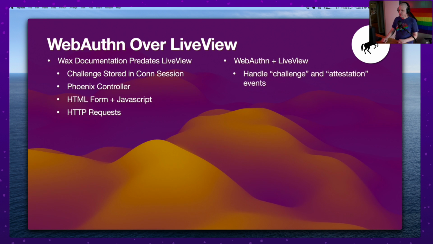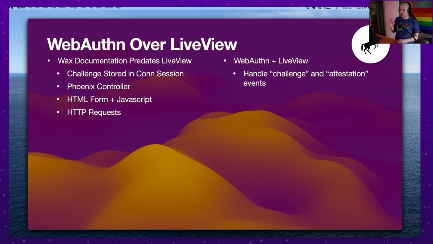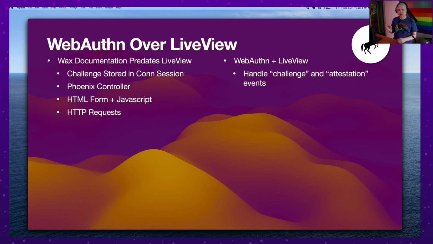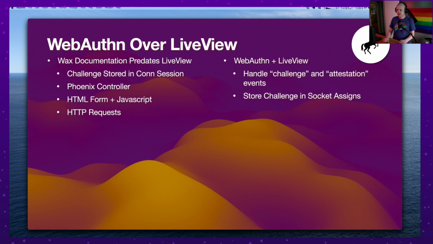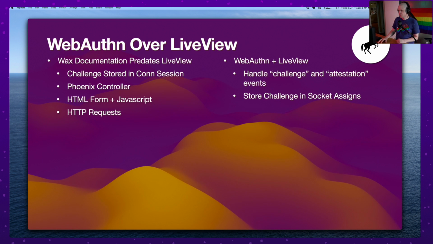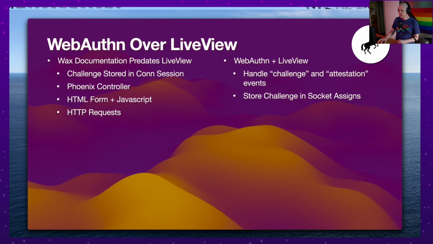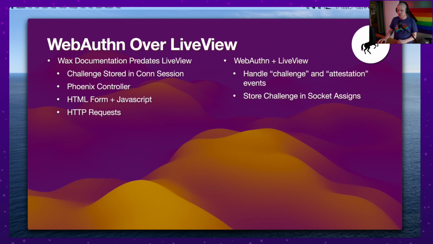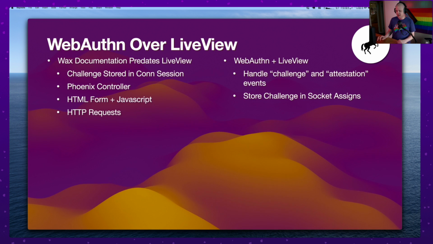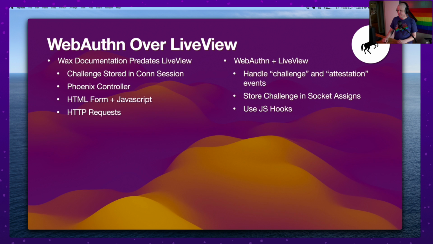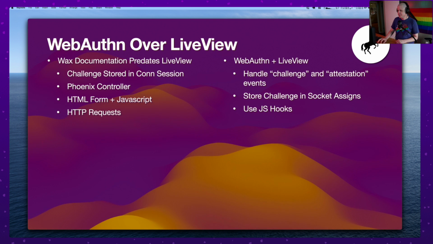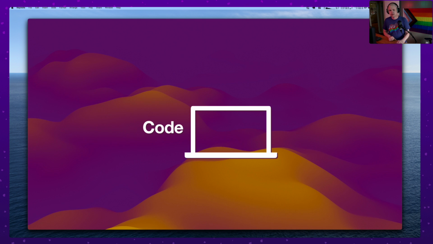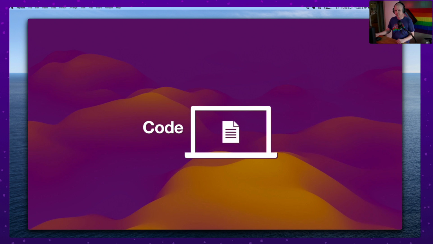In a LiveView, we're actually going to have separate events for challenges and attestation events. Those can be named however you want, but those are the types of events we're going to be responding to. We're going to store the challenge in our socket assigns, potentially. We're going to use JavaScript hooks instead of embedded JavaScript in the template. And there may be some other bullet points there.